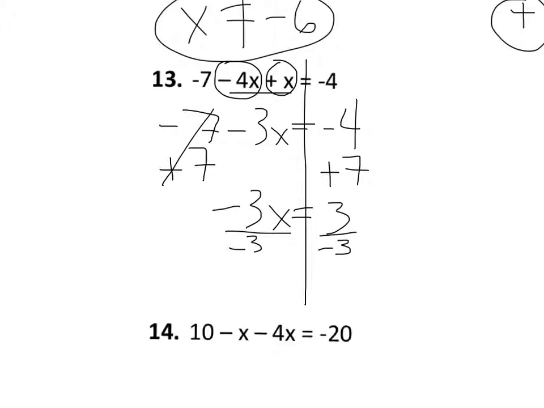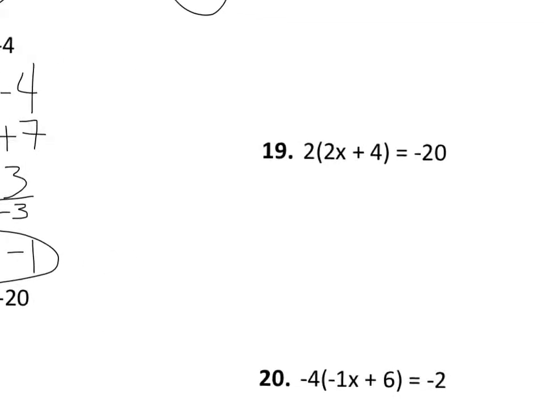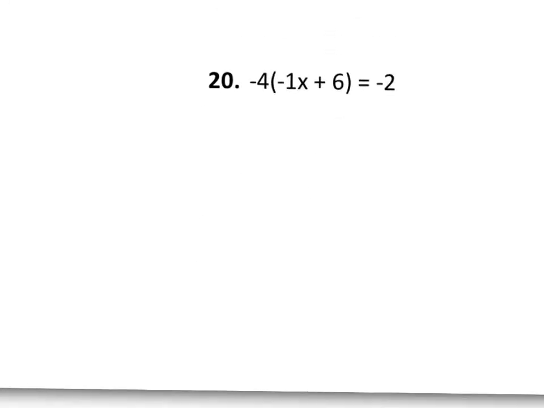Negative 3 divided by negative 3. Negative divided by another negative becomes positive. It's a weird thing to think about, but it's true. And 3 divided by negative 3 is negative 1. And that is our final answer. So you should continue doing your homework in a similar fashion. You might run across problems like this over here, where you have to distribute first.